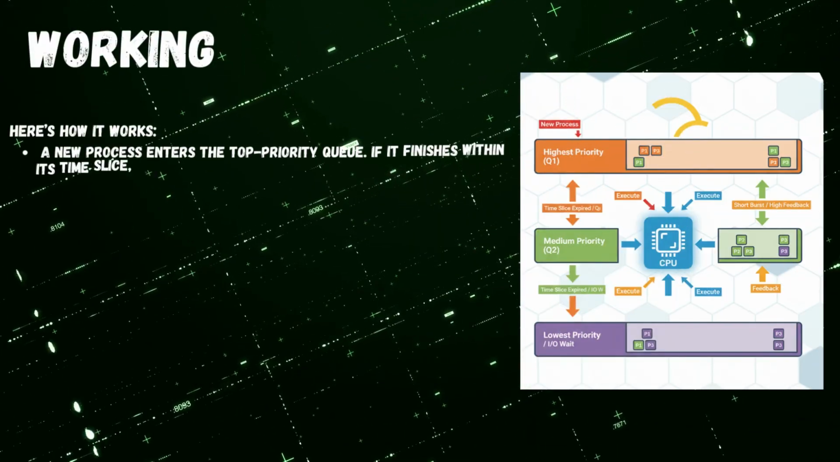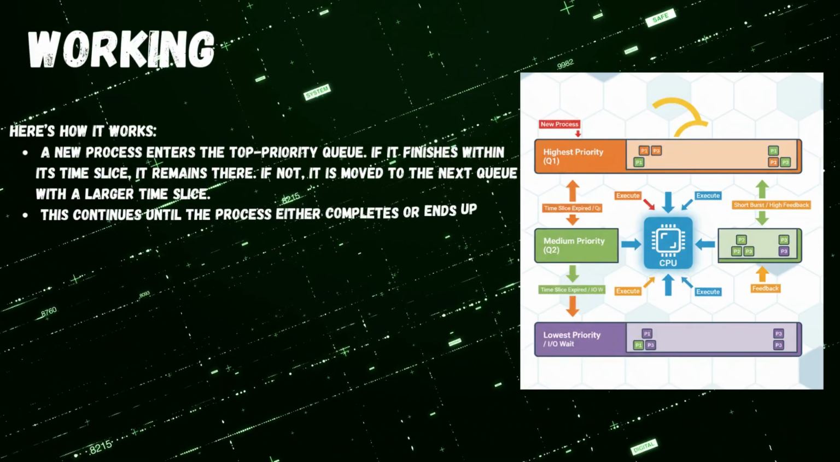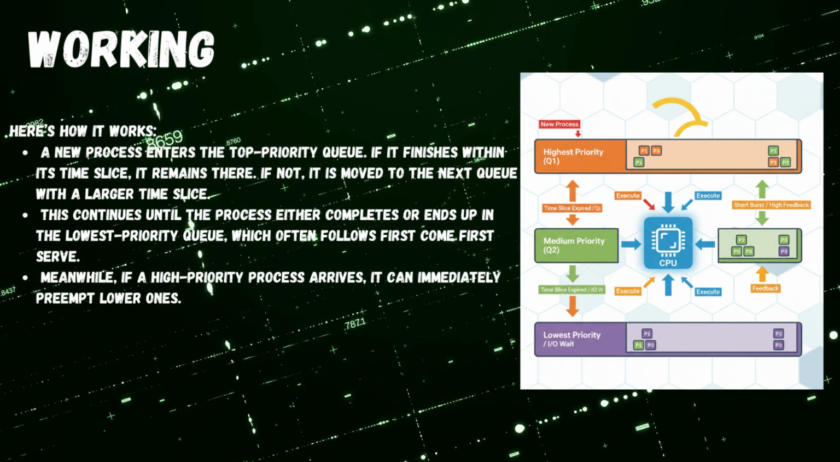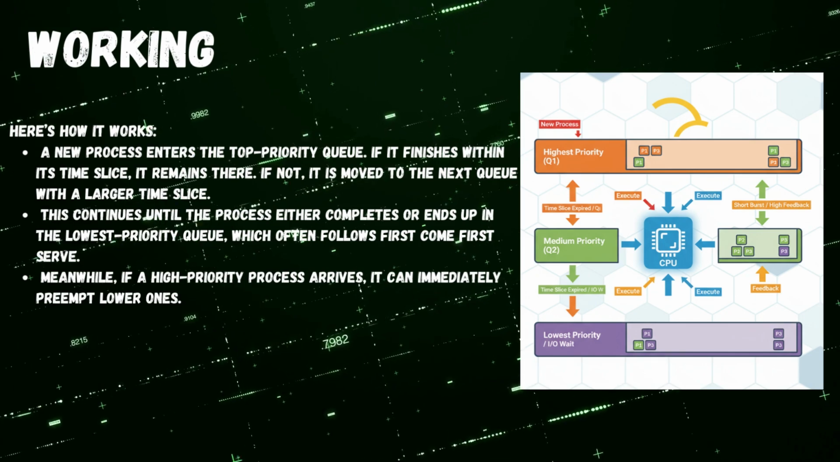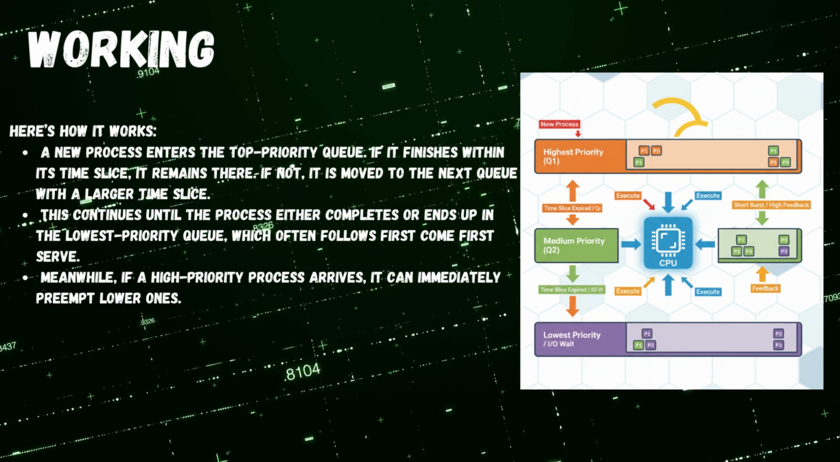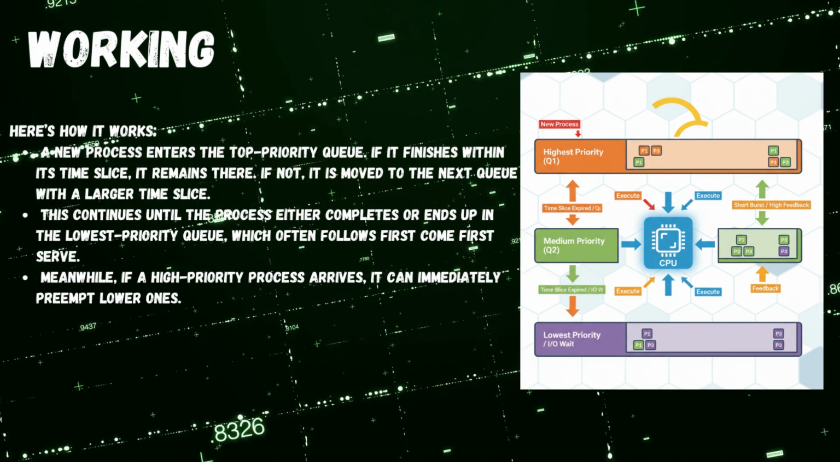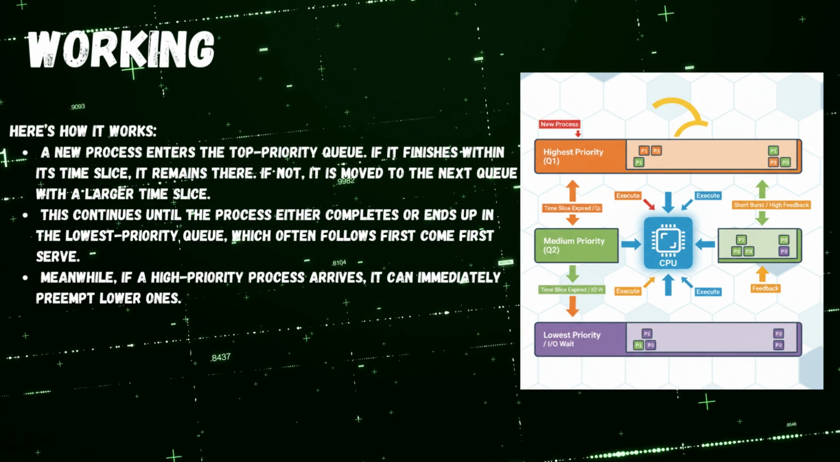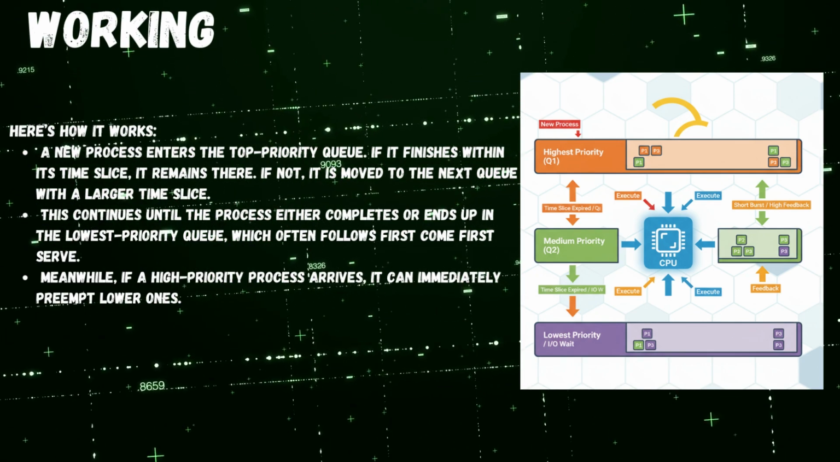Working: here's how it works. A new process enters the top priority queue. If it finishes within its time slice, it remains there. If not, it is moved to the next queue with a larger time slice. This continues until the process either completes or ends up in the lowest priority queue, which often follows first come first serve. Meanwhile, if a high-priority process arrives, it can immediately preempt lower ones.